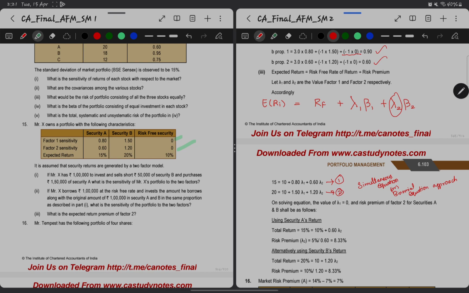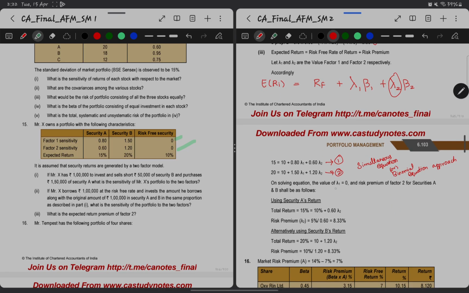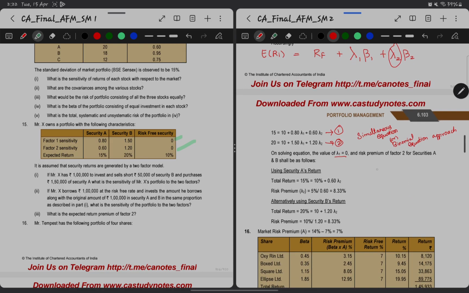Now using the simultaneous equation method, we can reverse calculate and get the values of lambda, which is nothing but the factors in our case. On solving this, we are getting the risk premium of factor 1 as 0 and then factor 2. If we substitute this factor 1 in any one of the equations, we'll get factor 2 also. That's it. So the risk premium of factor 2 is 8.33. Thank you.